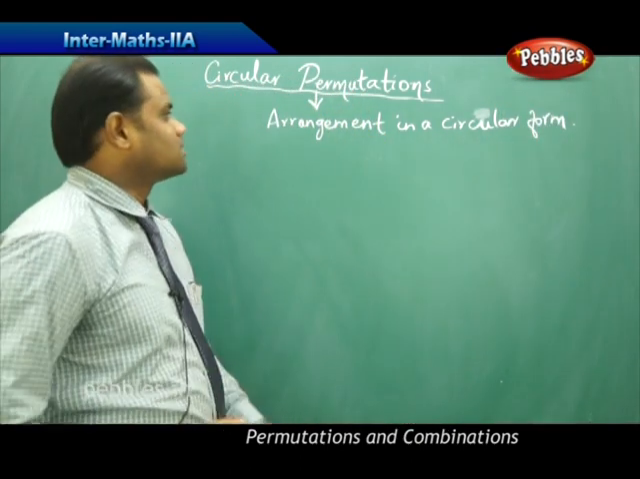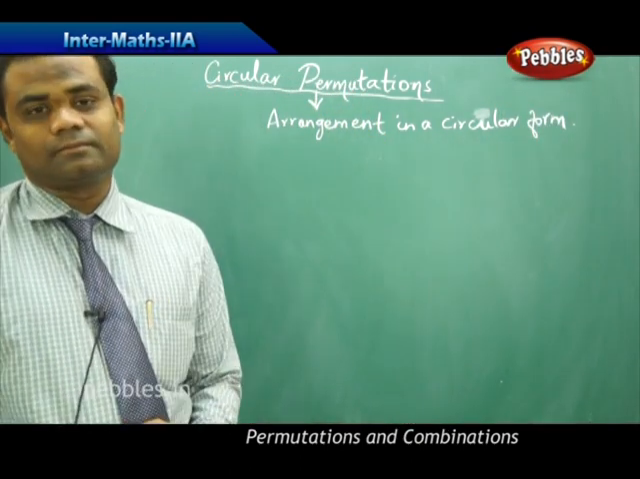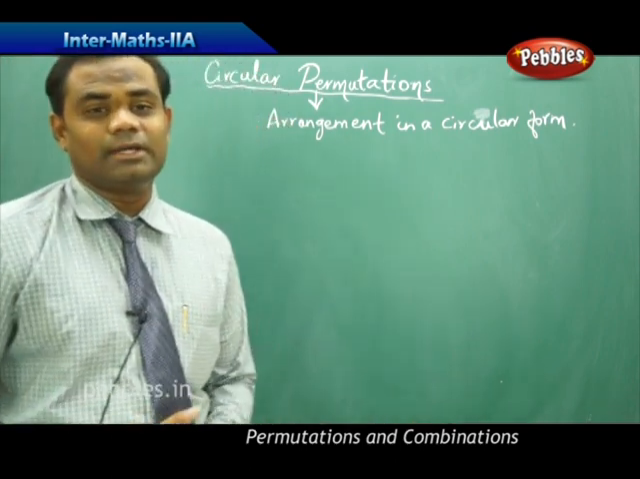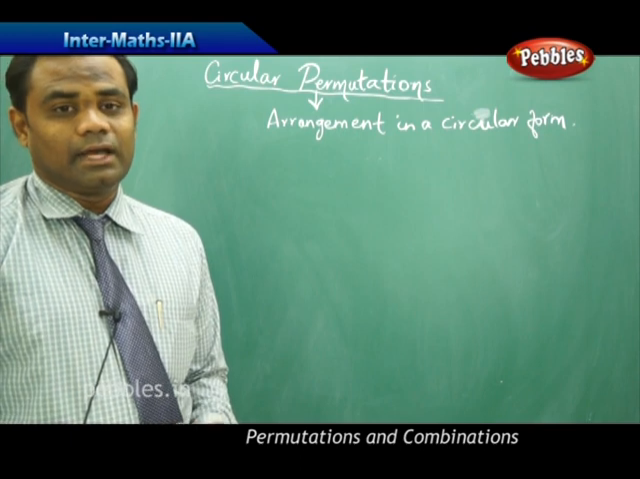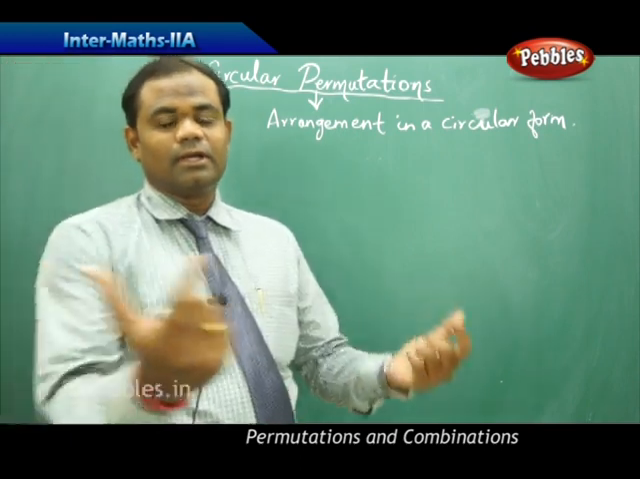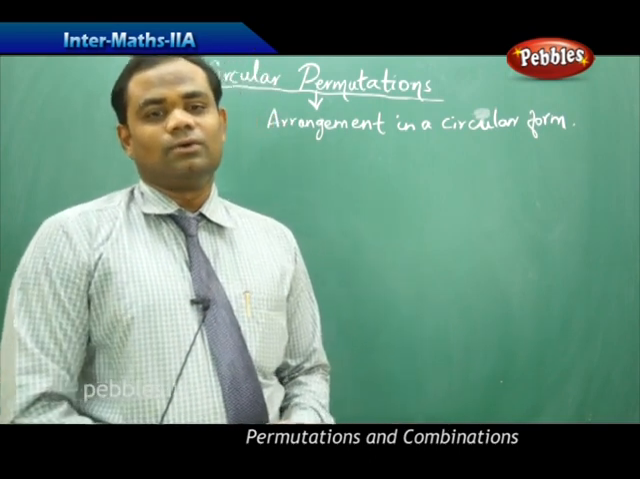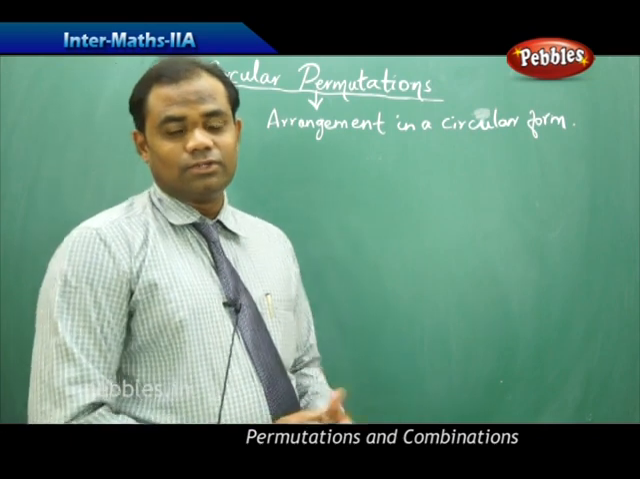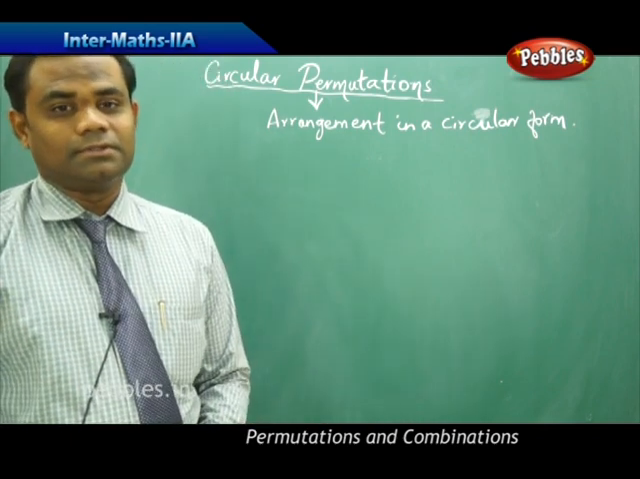This is how we understand the circular permutation. For example, the beads in a necklace, or we have so many other examples, like the conference of the people sitting around the round table. So these are some of the cases or situations where we need to use circular permutations.